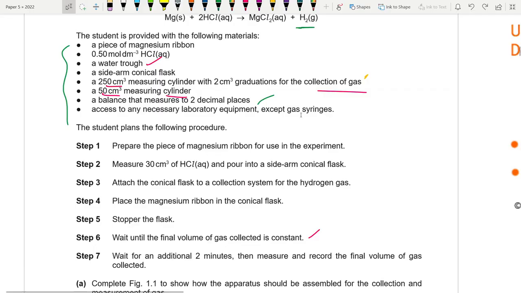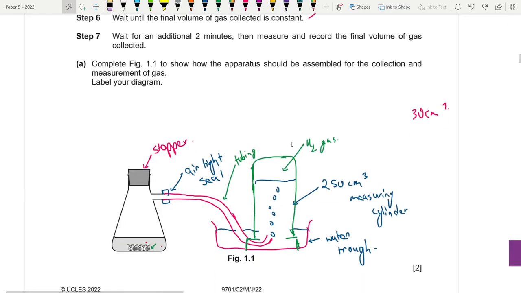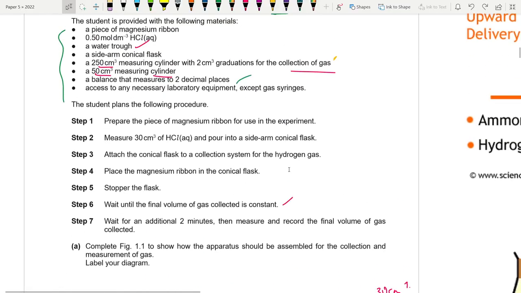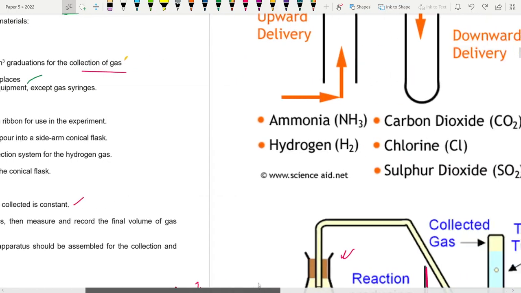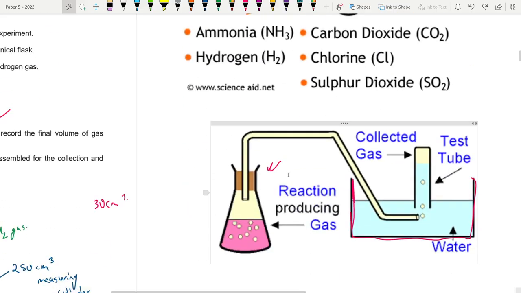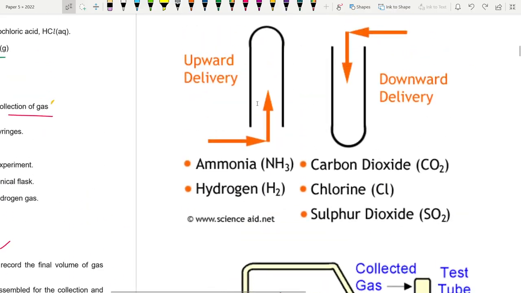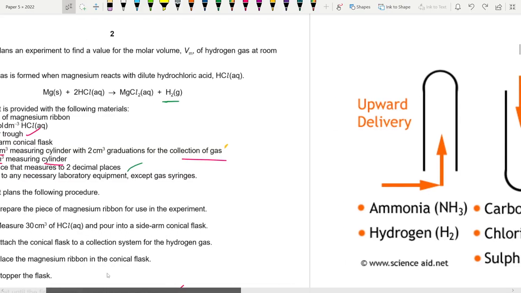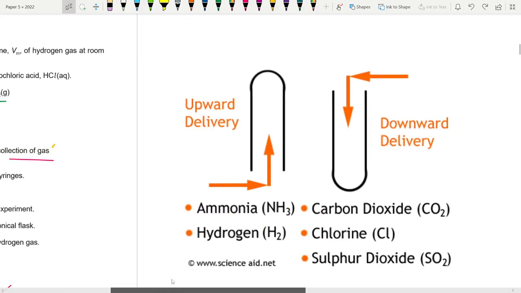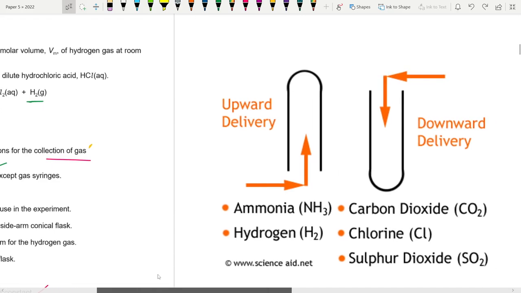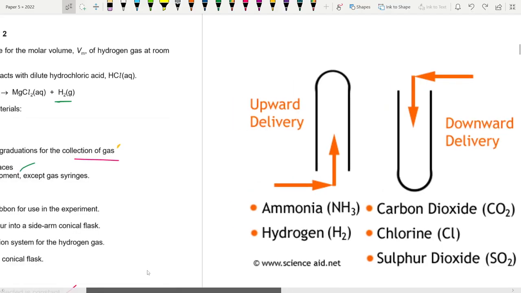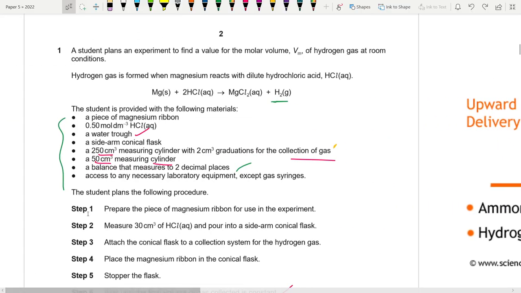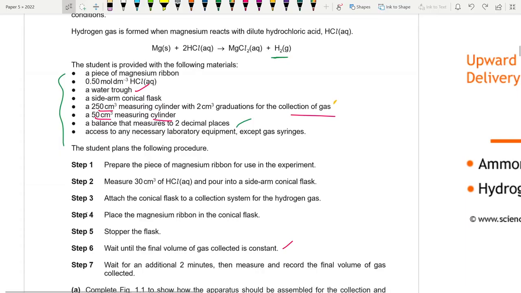Since we don't have access to a syringe, I'll do other papers in the future where I collect gas with a syringe. But here, you can collect gas in two ways basically without using a syringe. Basically, you can collect it over water or under water. So it depends on the type of gas. Okay, so for hydrogen we use upward delivery, and for carbon dioxide, chlorine, and sulfur dioxide, we use downward delivery. It depends on density actually. Since hydrogen is less dense, it has a tendency to go above. It also depends on solubility.